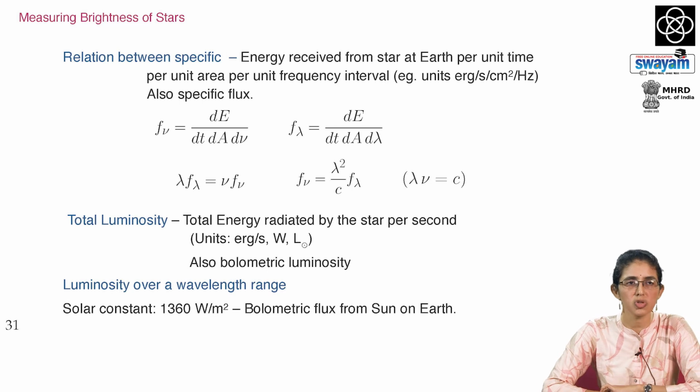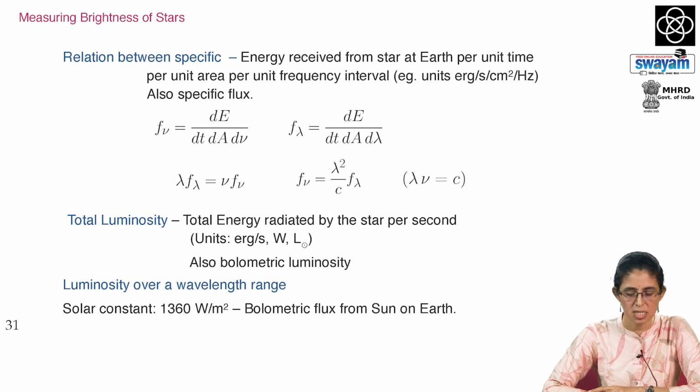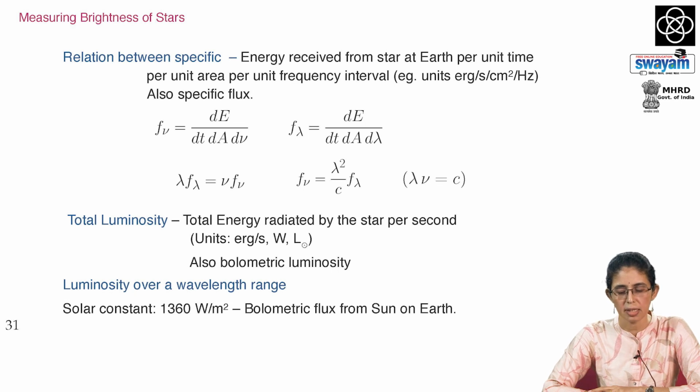One can similarly also define the flux density in terms of lambda, where one uses a wavelength interval instead of a frequency interval. However, f nu and f lambda are related by the relation lambda f lambda is equal to nu f nu, and therefore, f nu is given by lambda square by c f lambda. Another unit is the luminosity, and luminosity corresponds to the total energy radiated by the star per second.